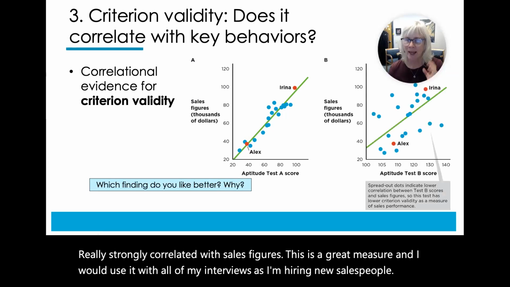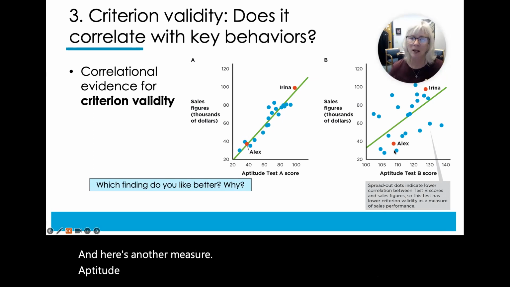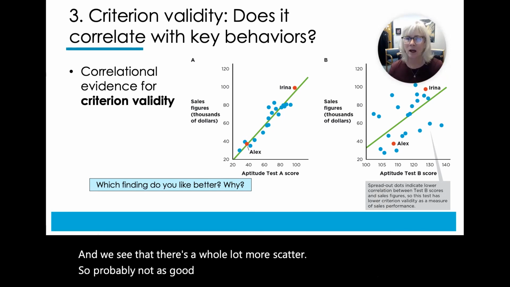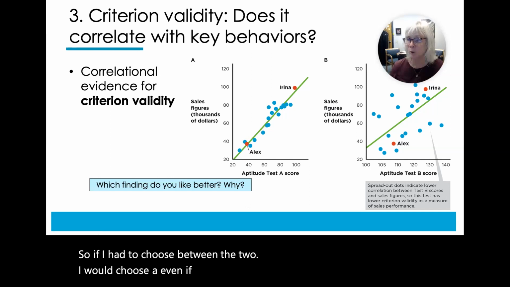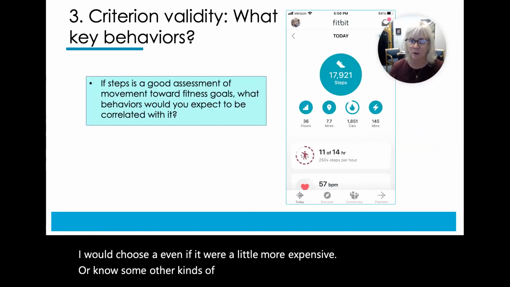And here's another measure, aptitude test B. And we see that there's a whole lot more scatter. So probably not as good a measure of sales as this one. If I had to choose between the 2, I would choose A, even if it were a little more expensive or had some other kinds of weaknesses in choosing a scale.